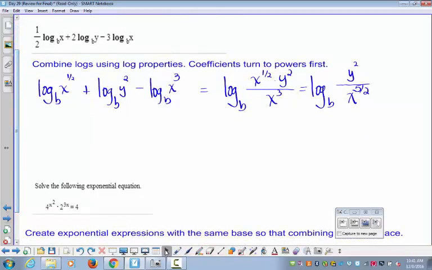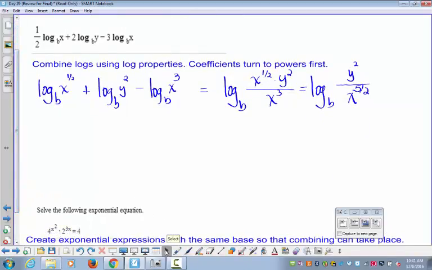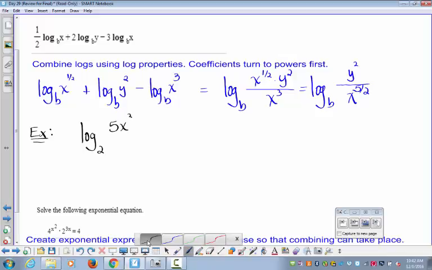Let's do one where we go the other way. So let's suppose that we have log base 2 of a bunch of stuff. If we have a single log with a bunch of multiplication, division, and powers going the other direction, we want to be able to expand that.